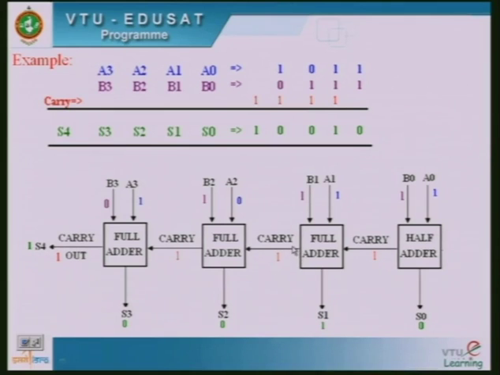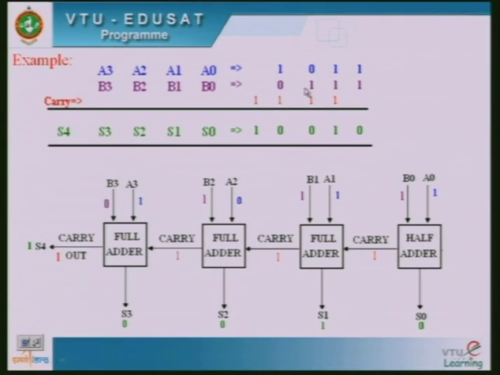Then once again that carry is taken as input to the next stage adder. Here, in the next stage, A2 is treated as 0 and B2 is treated as 1.